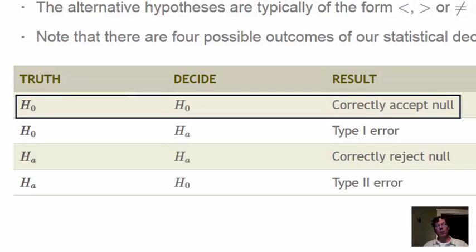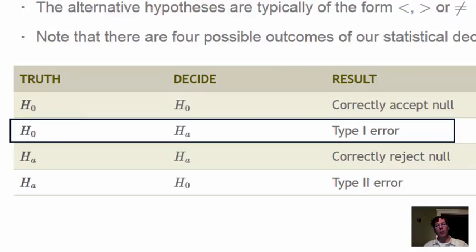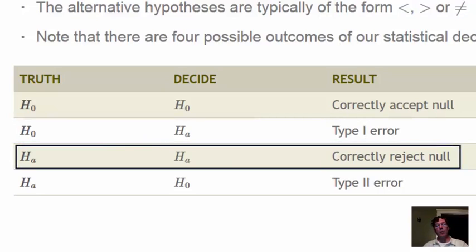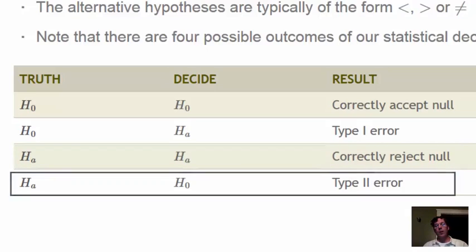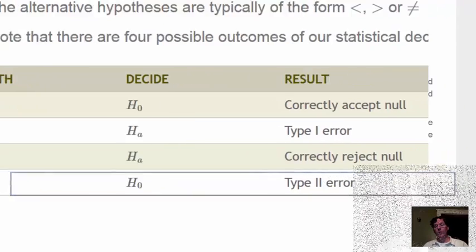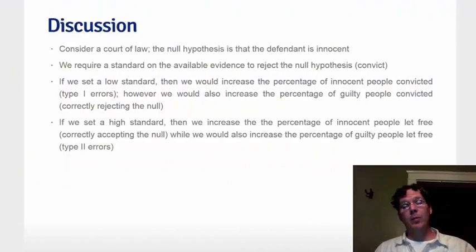If the truth is H0 and we decide H0, we've simply correctly accepted the null hypothesis. If the truth is H0 and we decide HA, then we've made what is called a type 1 error. In the version of hypothesis testing that we're going to present, we're going to control the probability of a type 1 error to be small. If the truth is HA and we conclude HA, we reject the null hypothesis, then we've correctly rejected the null. And if the truth is HA and we decide H0, we've made what is called a type 2 error. The type 1 error rate and the type 2 error rate are related in the sense that as the type 1 error rate increases, the type 2 error rate decreases and vice versa.